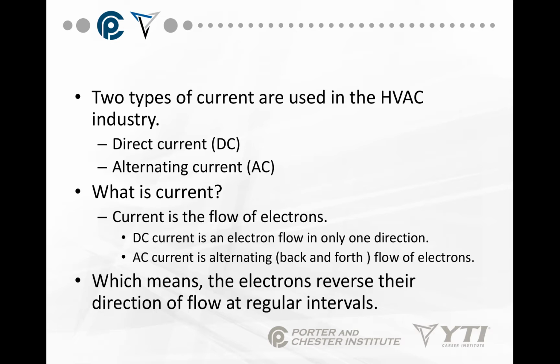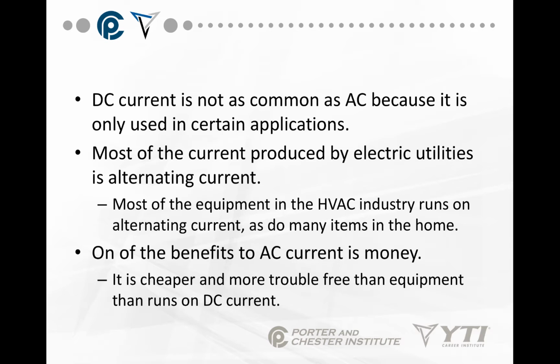So back to the basics. Current is a flow of electrons. DC current is an electron flow that occurs only in one direction, from a positive to a negative. Alternating current is a back and forth flow of electrons that first goes positive to negative, then positive and negative shifts, and it flows the other way, which means the electrons reverse their direction of flow at regular intervals. DC current is not as common as AC because it's only used in certain applications.